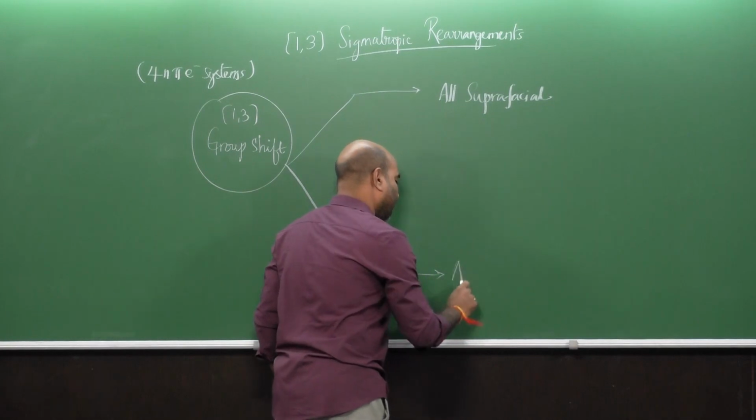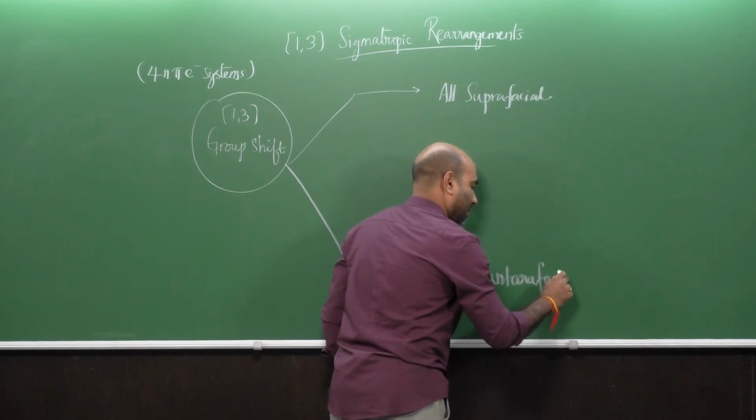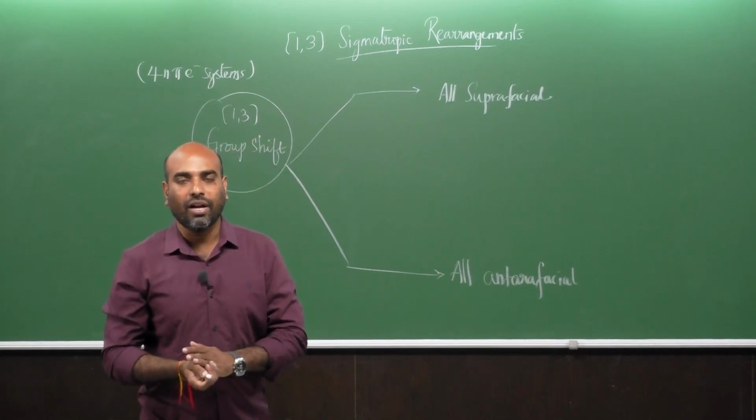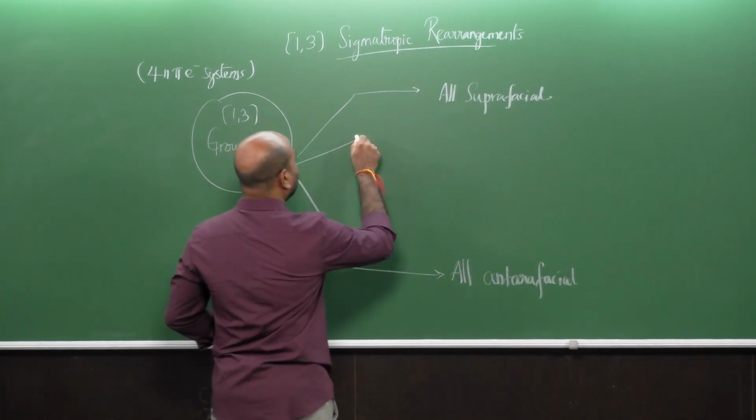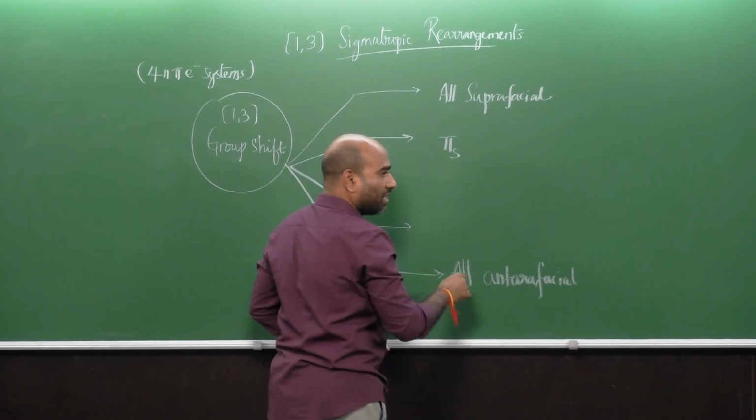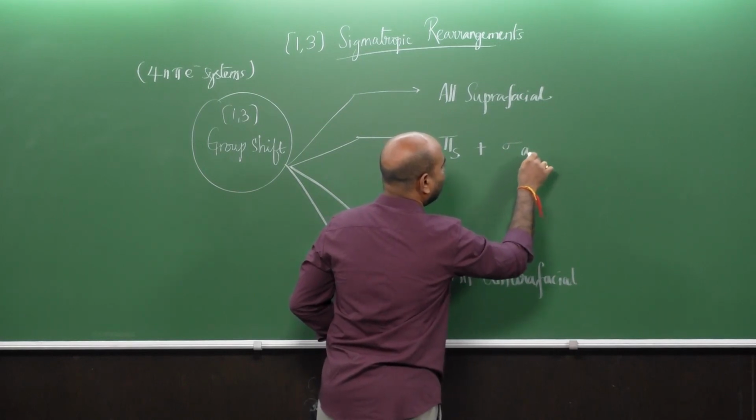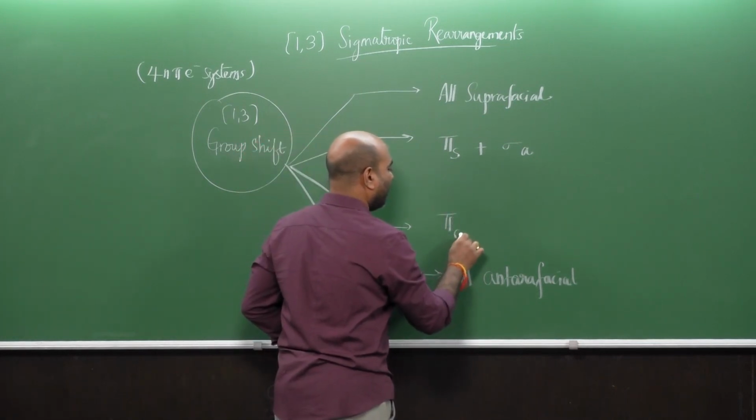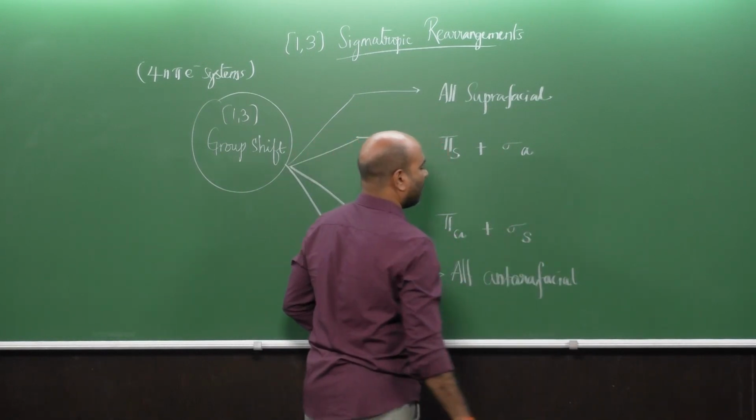So the other extreme is all antarafacial. So that means with respect to the pi center, the reaction is antarafacial, and also with respect to the carbon center, it is antarafacial in reaction. So the remaining two things are the pi center being suprafacial, whereas the carbon center, that is the sigma, is acting as the antarafacial partner. So the other combination is pi being an antarafacial partner, while the sigma partner being a suprafacial partner.